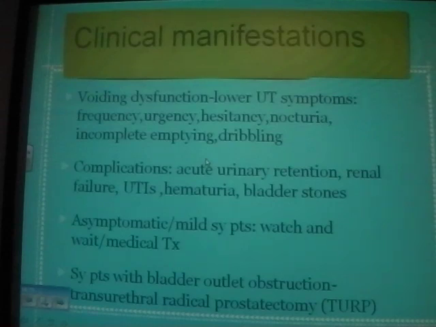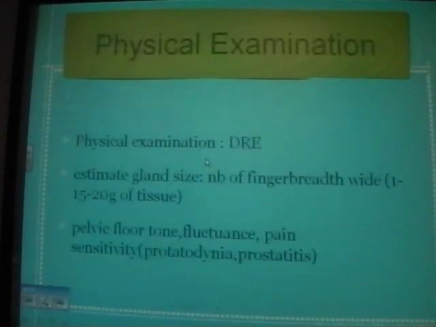So for asymptomatic patients or mildly symptomatic patients, we most of the time do a watch and wait approach, or we can decide on medical treatment with those symptoms, but a watch and wait approach is quite sensible in mildly symptomatic or asymptomatic patients. For patients who become symptomatic with bladder outlet obstruction, they can undergo what we call transurethral radical prostatectomy, which does help relieve symptoms.